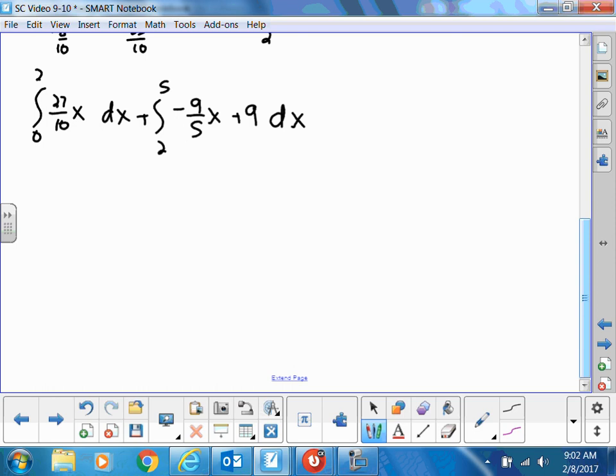So we're now ready to take our antiderivative. We'll have 27 over 20 x squared. Because the exponent goes up to 2, we've got to multiply by a half out front, or divide by 2, however you want to think of it. We'll evaluate that from 0 to 2. We'll have minus 9/10 x squared by the same principles. Exponent goes up 1, divide by 2, and then plus 9x, and that will be evaluated from 2 to 5.